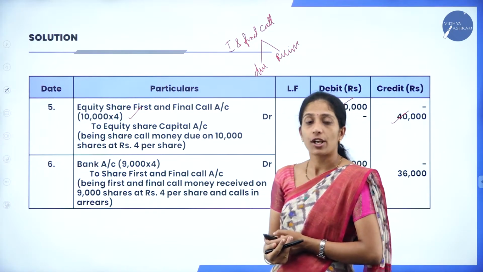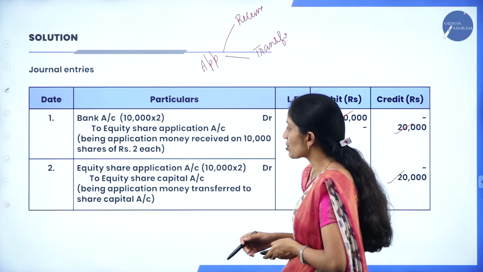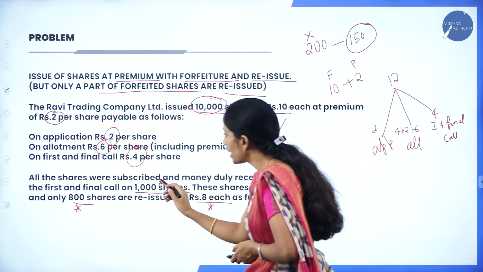Now whether all the shareholders have paid the call money? No, they have clearly given. So how many shareholders have not paid?